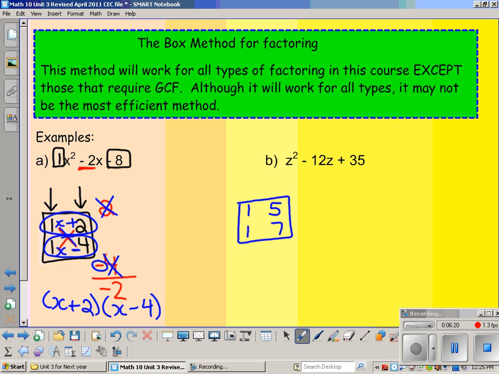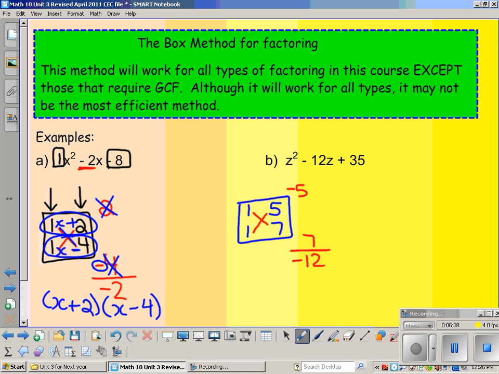Let's do a multiplication across the diagonal. 1 times 5 is 5. 1 times 7 is 7. Can we get to negative 12 by adding or subtracting these? The answer is yes, if we make both of them negatives.